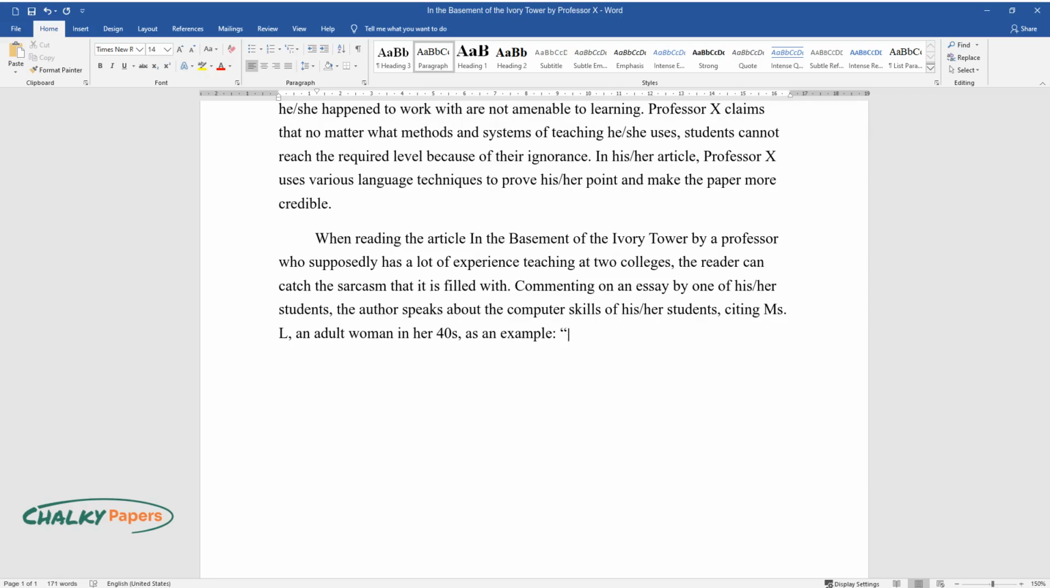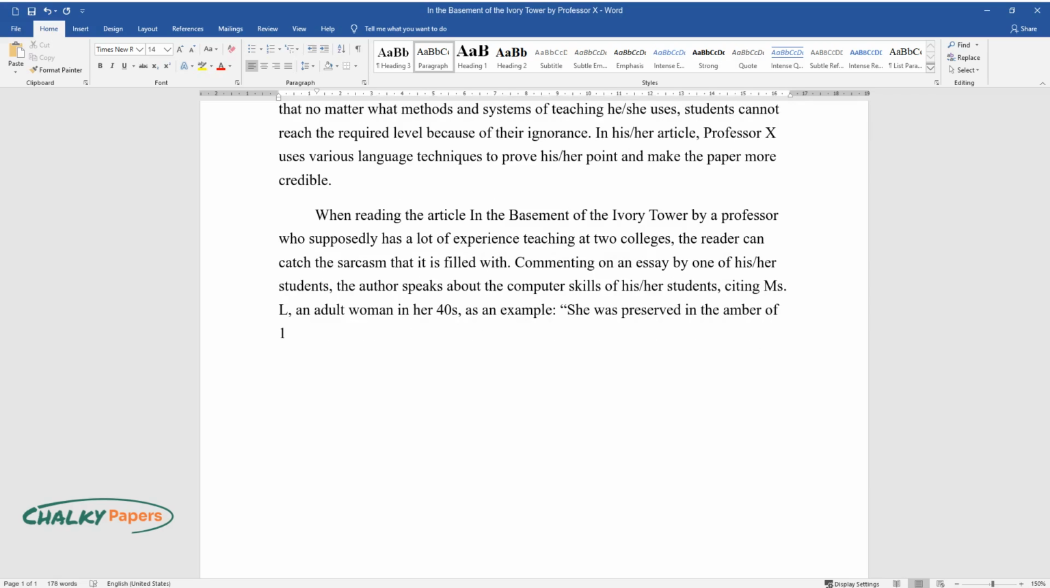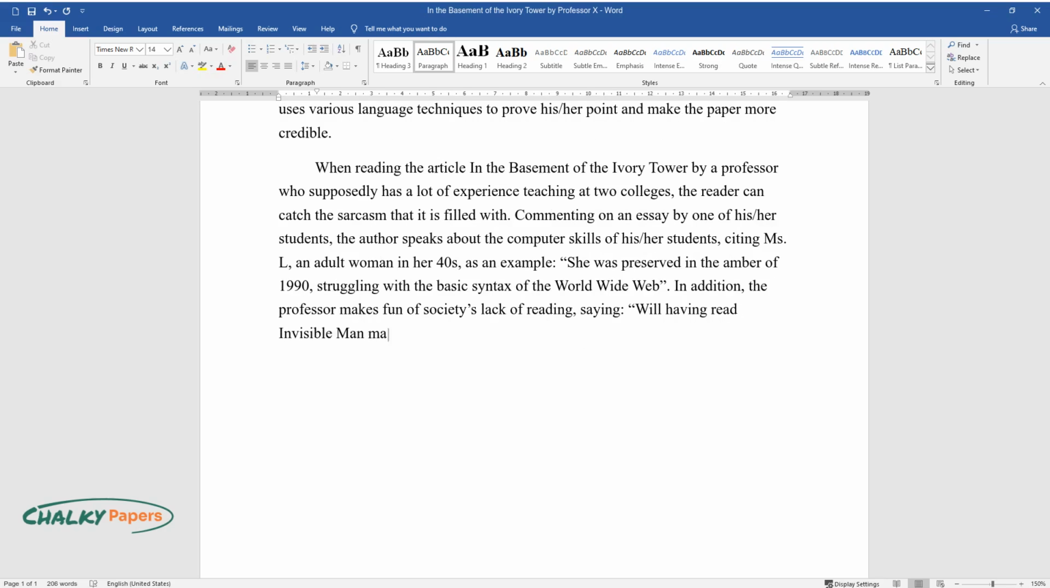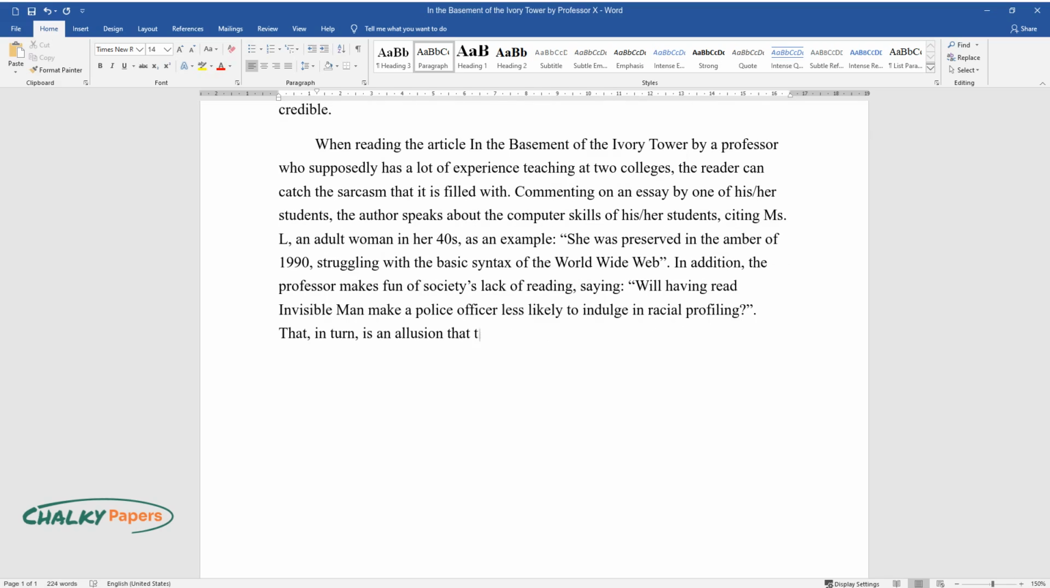She was "preserved in the amber of 1990, struggling with the basic syntax of the World Wide Web." In addition, the professor makes fun of society's lack of reading, saying, "Will having read Invisible Man make a police officer less likely to indulge in racial profiling?" That, in turn, is an allusion that the author often uses in her article.